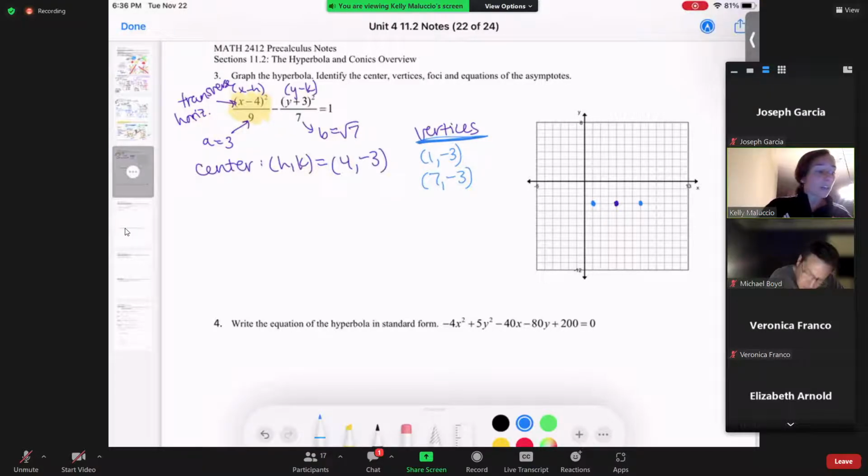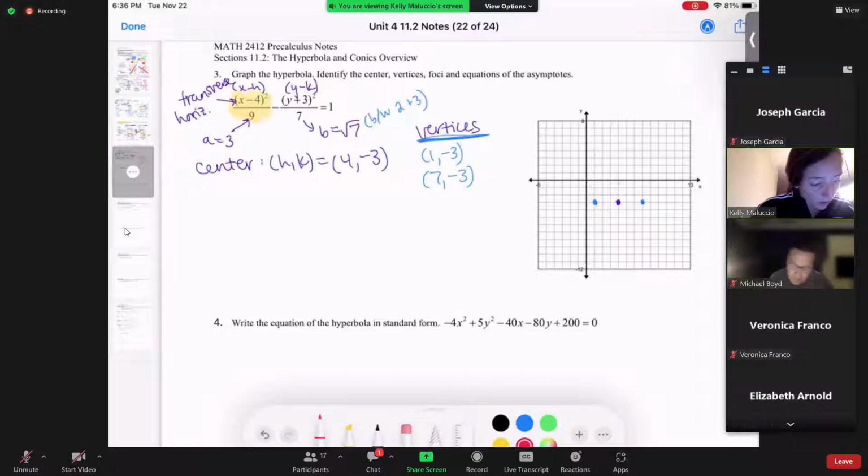So we could just take 3 and add it to 4 and then subtract it from 4. And that's how I got 1 and 7 for these vertices, right? So I've got my center, I've got my vertices. Now I can actually take B, which is square root of 7. So I'm going to say between 2 and 3, right? So I can estimate, okay, from the center, B is approximately 2 point something, right? So 2 and a little bit up, and 1, 2 and a little bit down.